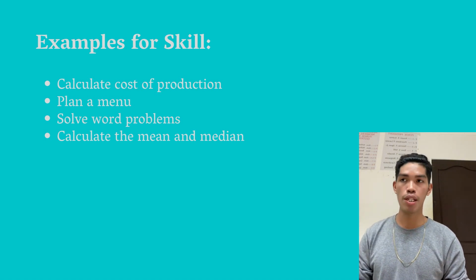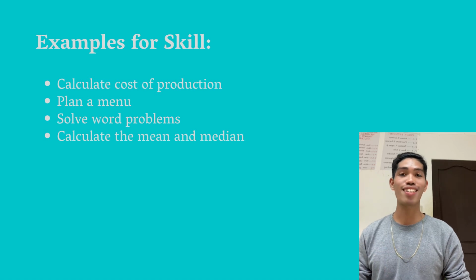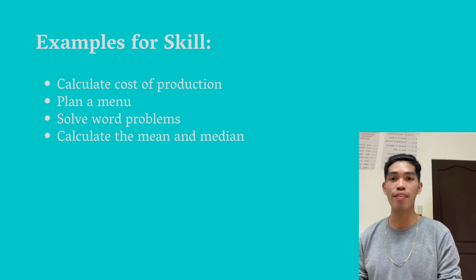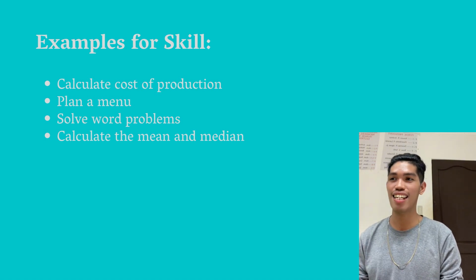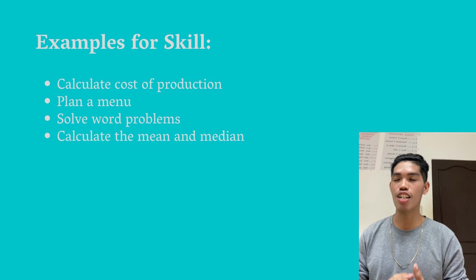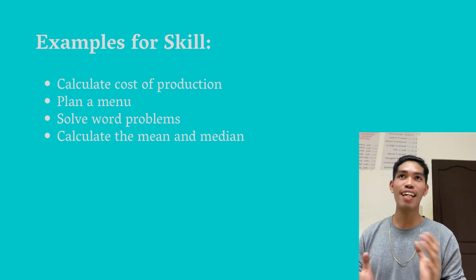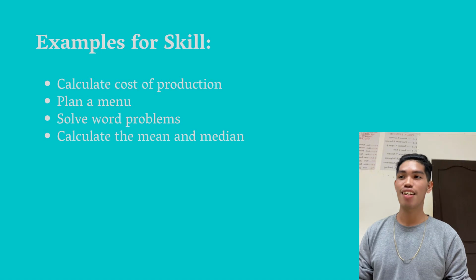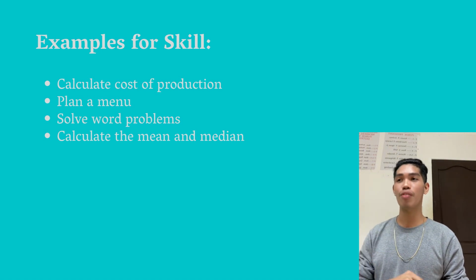Next, we have plan a menu. This is also a skill because it is more on planning a menu. It is more on experiences. We cannot plan a menu if we don't have this specific cooking skill, right? So that is why this example really belongs to skill.